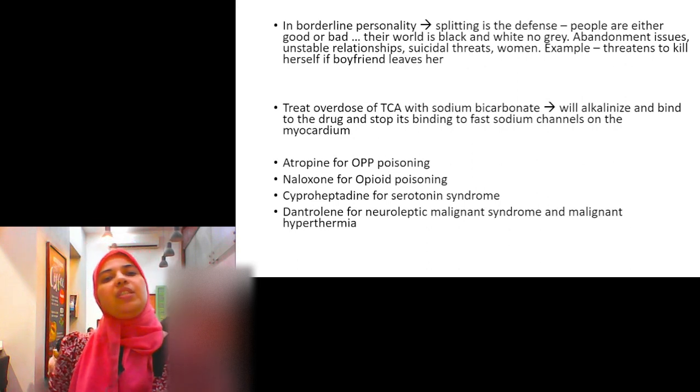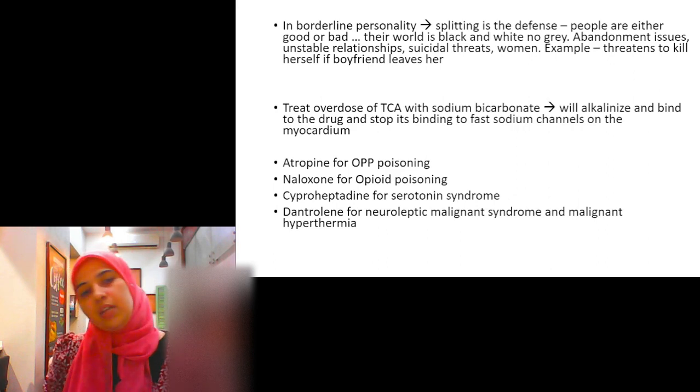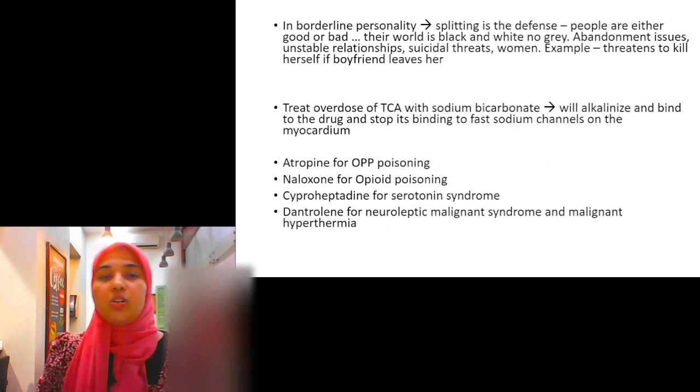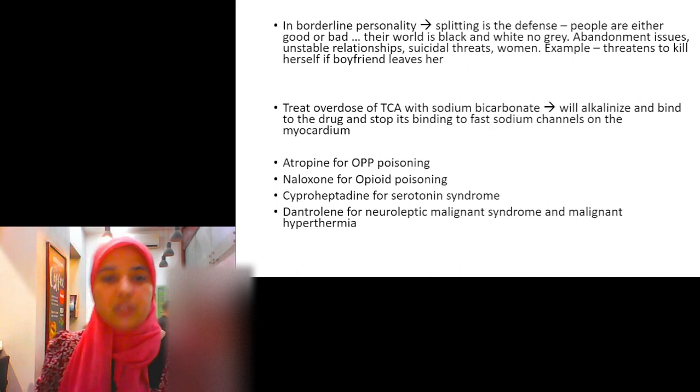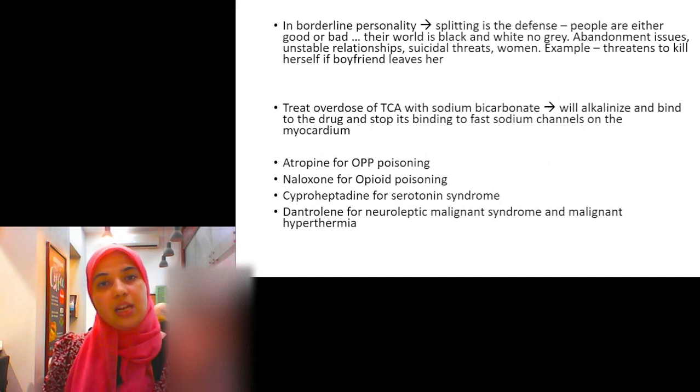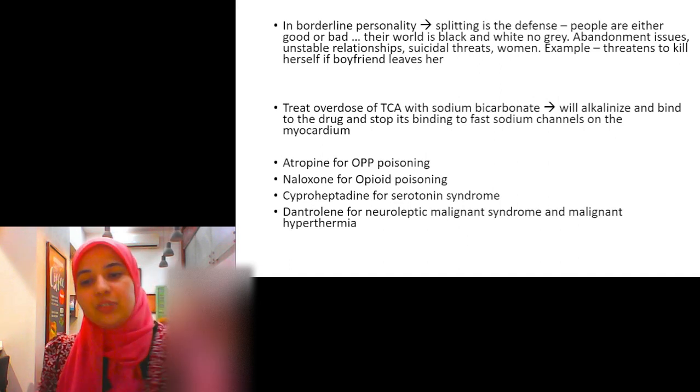Treat an overdose of TCA with sodium bicarbonate. Atropine for OPP poisoning, naloxone for opioid poisoning, cyproheptadine for serotonin syndrome, dantrolene for neuroleptic malignant syndrome, and for malignant hyperthermia. Don't forget, dantrolene for neuroleptic malignant syndrome.